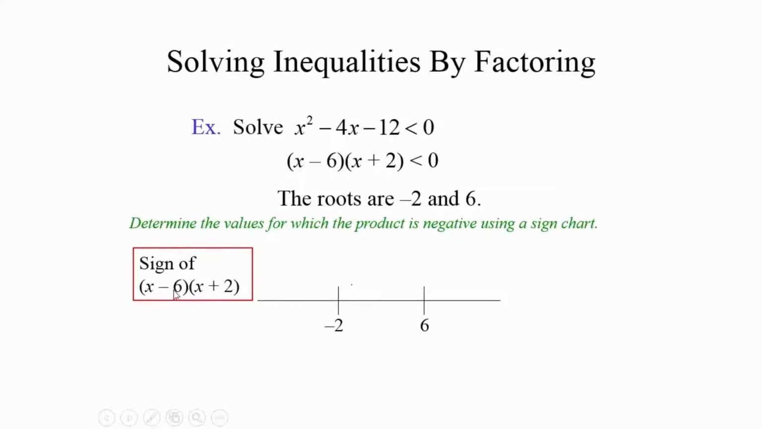And for the sign of this product, it didn't do it for each one of them individually. It went straight for the multiplication of the two factors. So it shows it's between minus 2 and 6 which is negative, which is what we want. Therefore, the answer is between minus 2 and 6, exclusive of those two values.